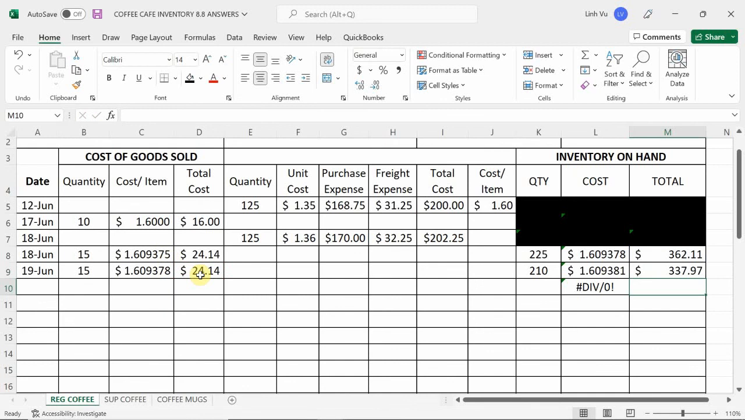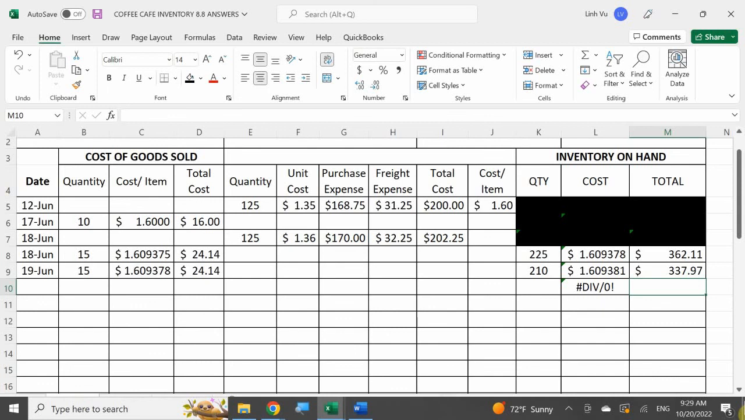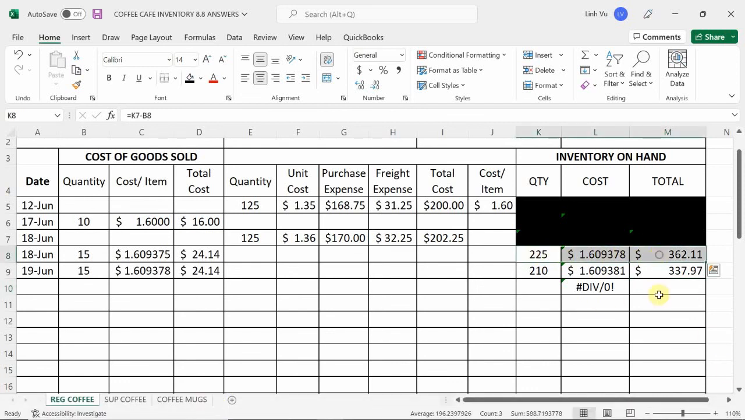Okay, $337.97, and now I have my total cost and my quantity. So now I can solve for my average cost per item, which is taking the $337.97 divided by my 210 to get my average cost per item. In this case, it has increased significantly. Now it's 609,381. This is average costing. You guys remember from chapter 8?